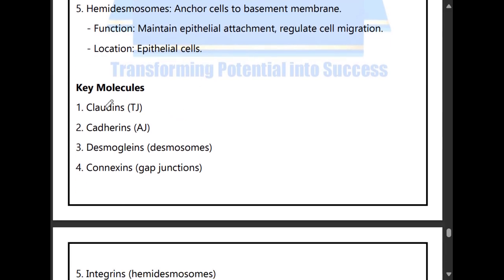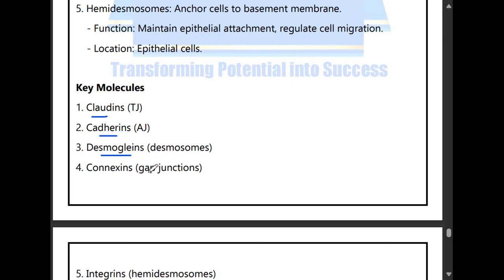So we have claudins. In tight junctions, you'll find the molecule known as claudins. Then in adherens junctions, you find molecules known as cadherins. Then in desmosomes, you have desmogleins.